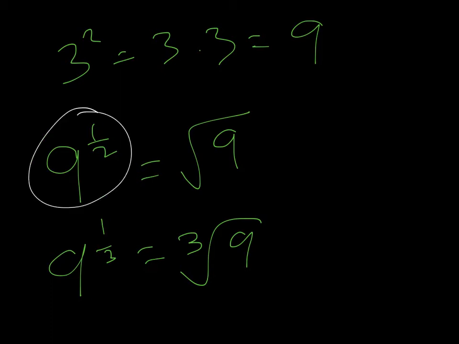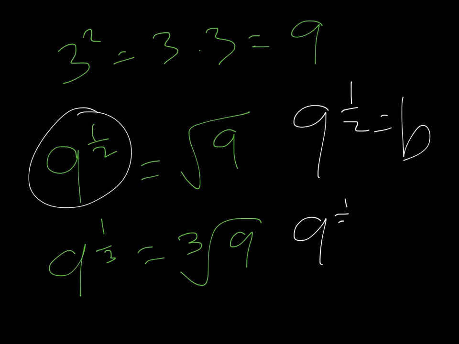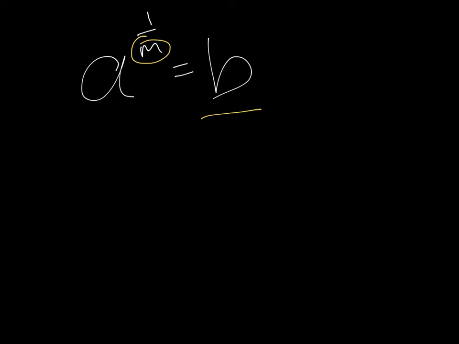So 9 to the 1/2, we'll say we had 9 to the 1/2 equals b, indicates that b is the positive number that when multiplied by itself equals 9. So 9 to the 1/2 equals 3, right? So in general, a to the 1 over m equals b means that b multiplied as a factor m times equals a. So b multiplied by itself m times equals a.